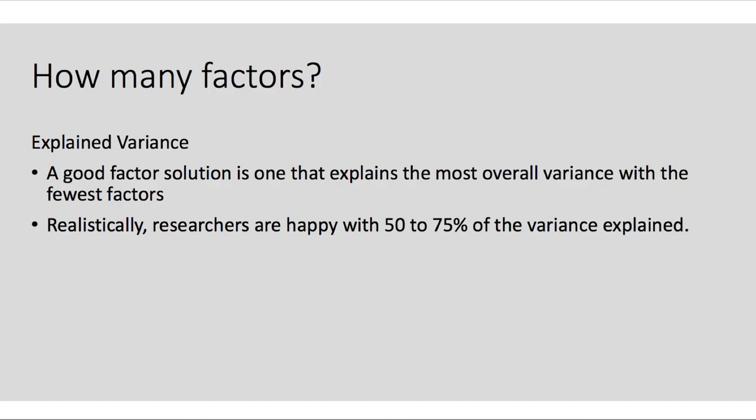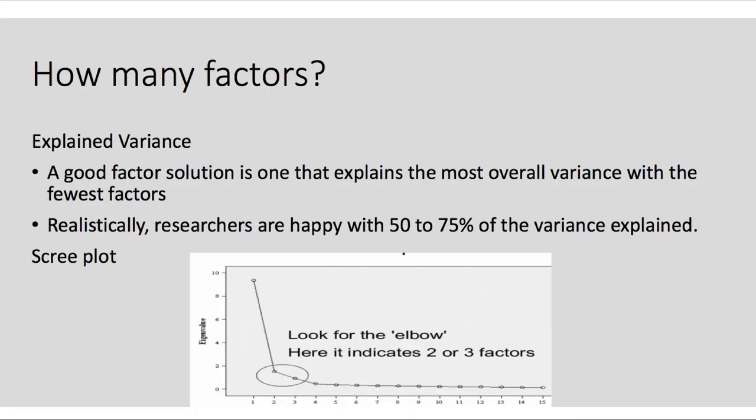Then how many factors explain the variance? A good factor solution is one that explains the most overall variance with the fewest factors, which is similar to PCA. Realistically, researchers are happy with 50 to 75 percent of the variance explained. Then we can still use the scree plot to find the elbow. So look at the elbow, it indicates 2 or 3 factors.